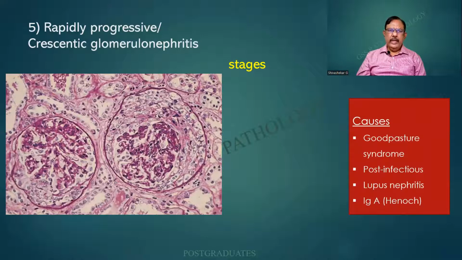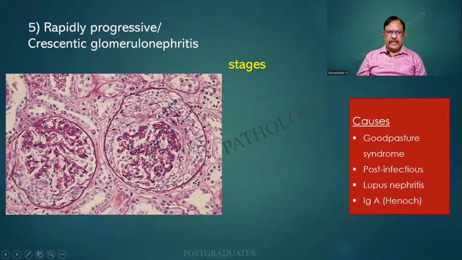The next one is rapidly progressive or crescentic glomerulonephritis. Sometimes it can lead to an end-stage kidney. So look at this. There is a total obliteration of the Bowman space, and there is a proliferation of the cells. These are all the parietal epithelial cells that have proliferated.